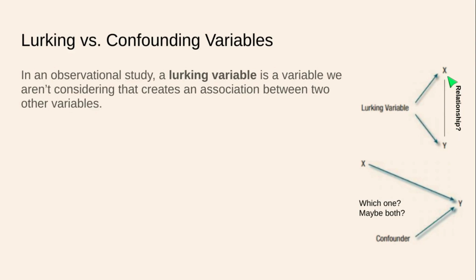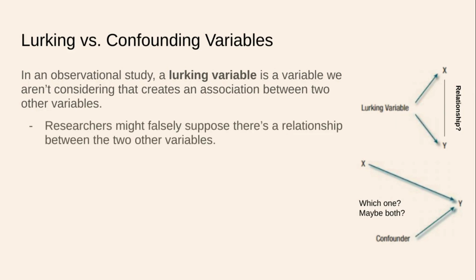There's an association. Maybe as x increases, y increases, or as x increases, y decreases. And we see that association and we think it's really neat. But it's actually the impact of the lurking variable on both of these variables that makes it look like there's a relationship when there's no actual good reason to think those two things are directly related. They're just both related to the lurking variable. So researchers might falsely suppose there's a relationship between two variables when a lurking variable is actually causing that relationship.